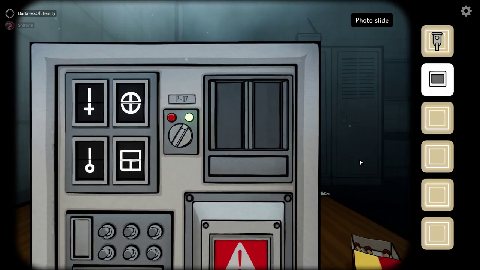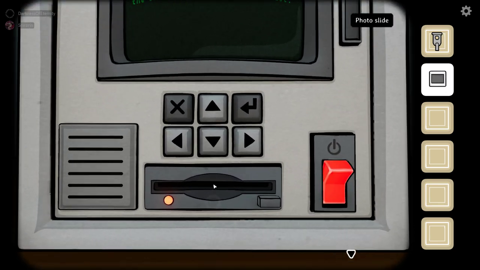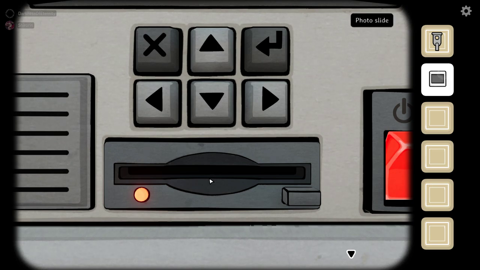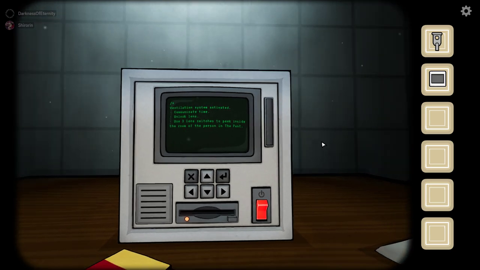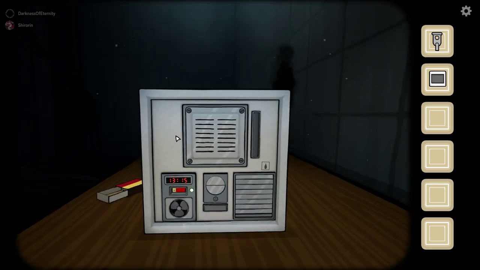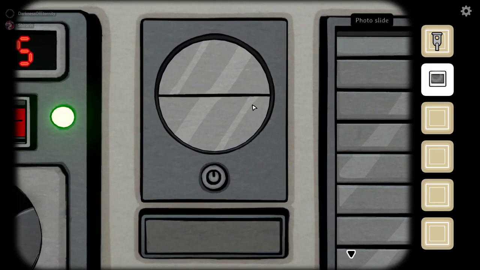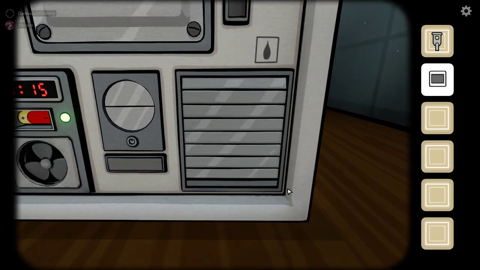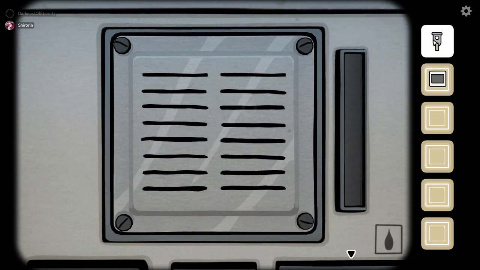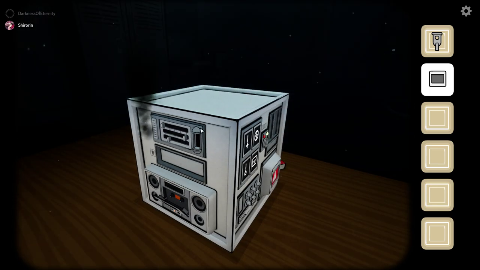What do I do now? Anything happening on your end? Sure, I got a photo slide and a key. Trying to see where this goes. This box to work with, nothing else in this room?